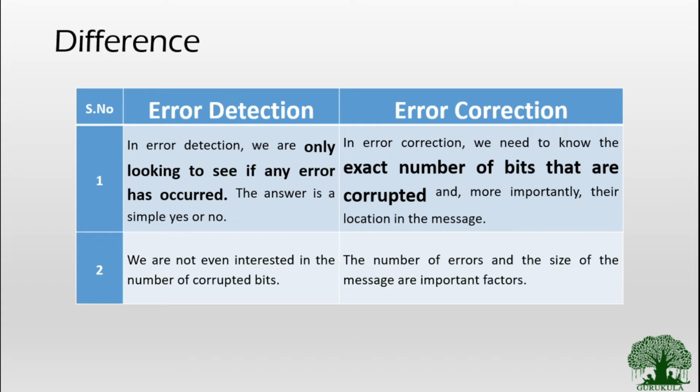Only that information you will get from an error detection code. On the other hand, you have error correction codes, which will not only tell you that there are errors, they will also automatically correct whatever errors were there in the message. So that is the only difference between error detection and error correction codes.